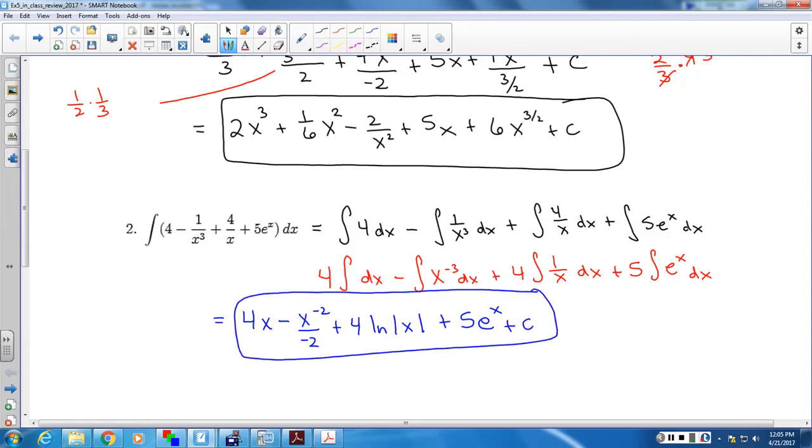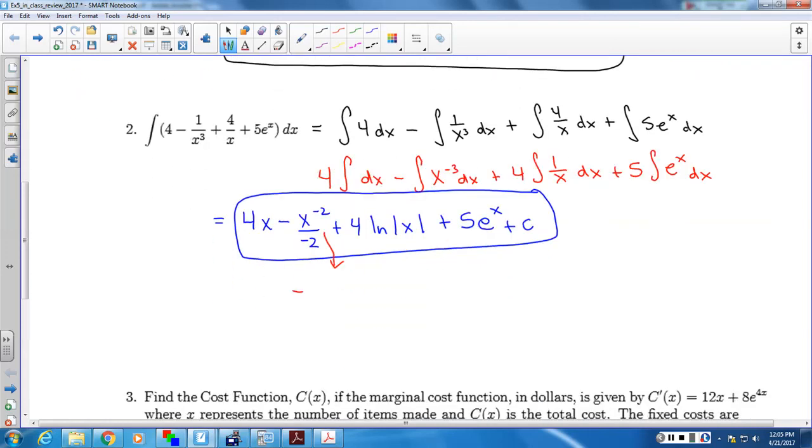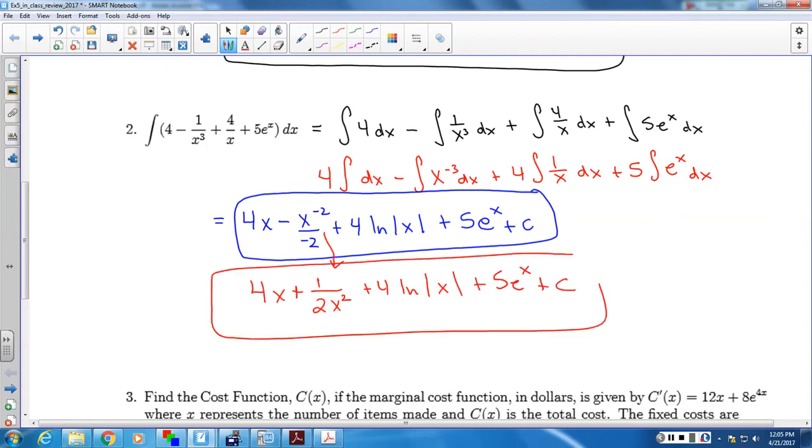I guess really the only thing I could do differently, I went in and boxed it. The only thing I could really do differently on that one is on the second term, I could have made it a plus because I have a negative and a negative, and taken that to the bottom. So 2x squared. So I'll go ahead and write it again down here. So that would really be my simplified answer, to get rid of all my negative exponents.